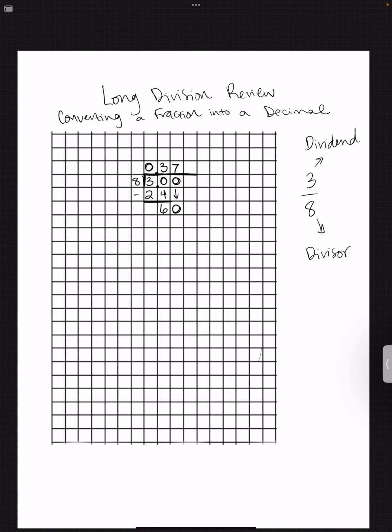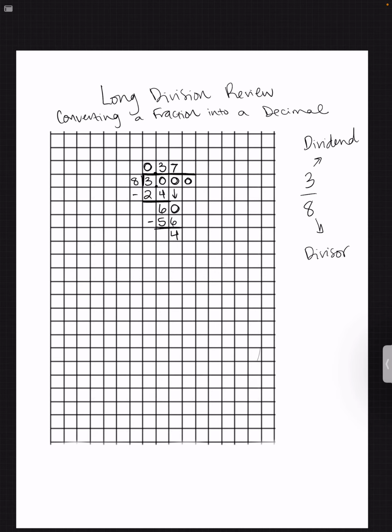And then I do 7 times 8. 7 times 8 is 56. I can then subtract. 60 minus 56 is 4. I know 8 cannot go into 4. I'm going to bring down this 0.